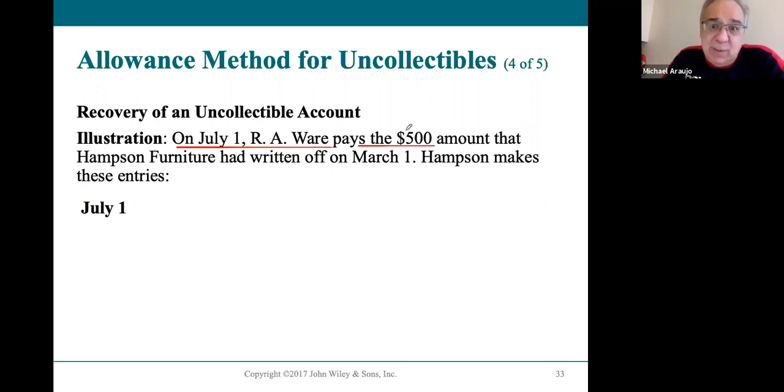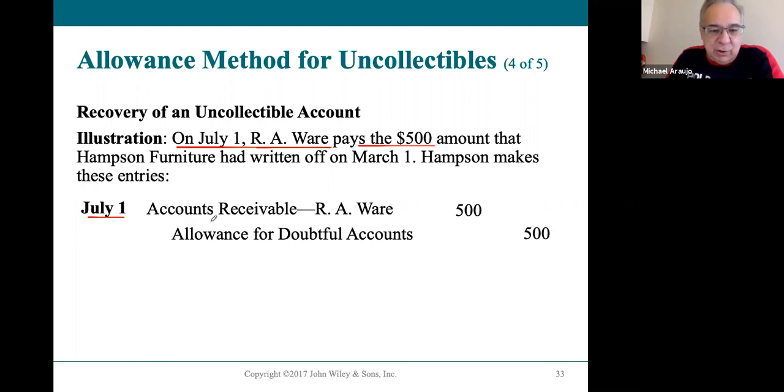As a matter of fact, if anyone does come in late with cash, you always take it as a business. I mean, why not? So what do they have to do? R.A. Ware does not know that he has been written off, okay, in March. And you don't have to tell that person he's been written off, okay. So what do you do? Well, the first thing you need to do is put his account back on the books, because you wrote it off. So now reestablish his account in accounts receivable and stick that money back in the allowance account for the next schmuck you identify, okay. And then take the cash. Take the cash.